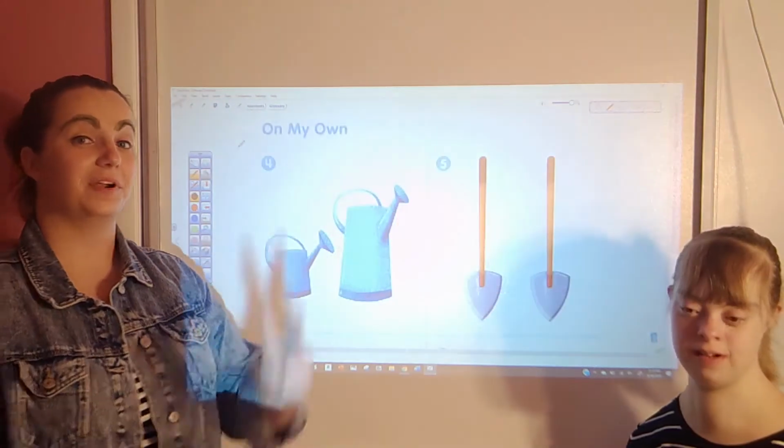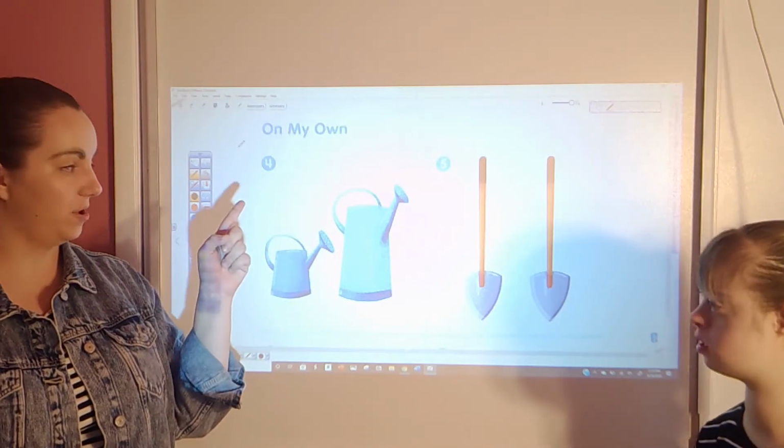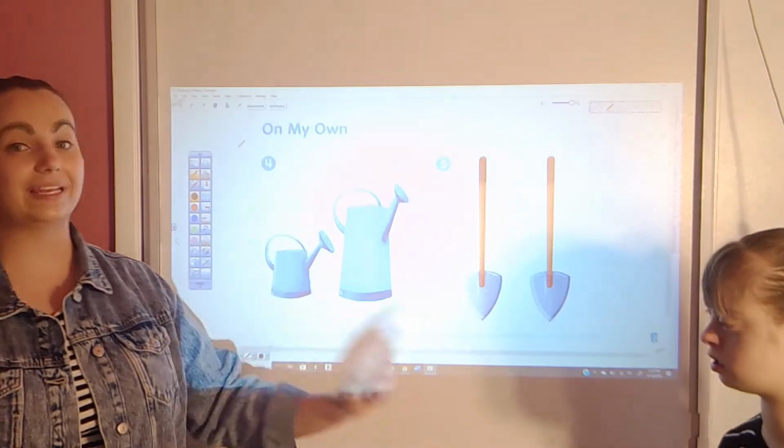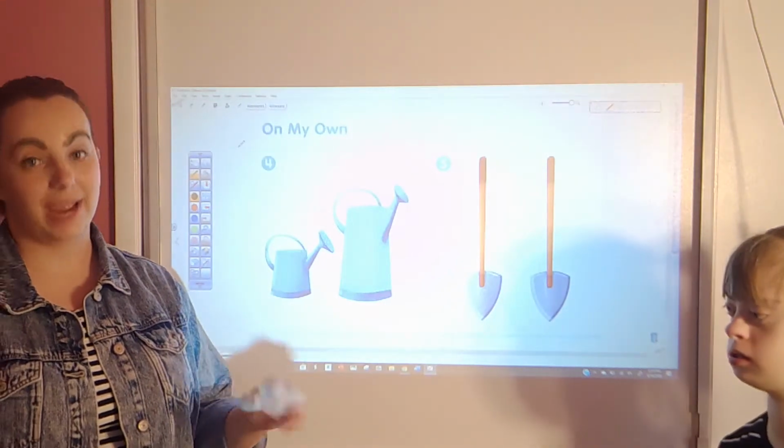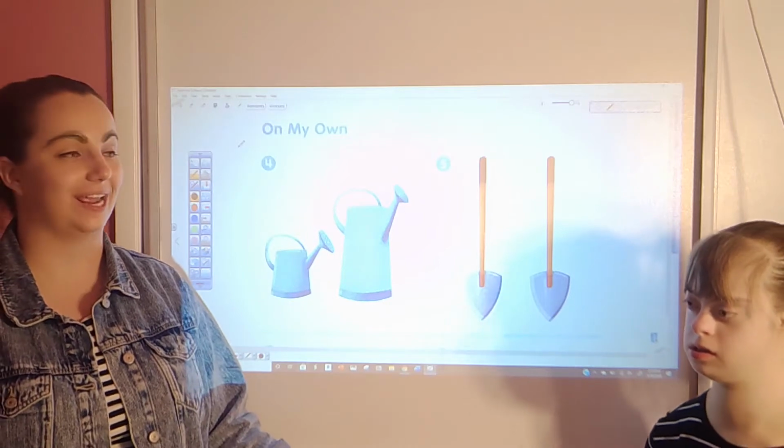We're back with our next 2 problems. Let's go ahead and look at problem number 4. Here we have some watering cans. We need to compare or describe or see about the height of these watering cans.